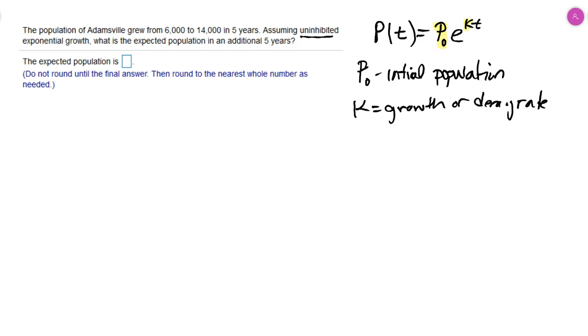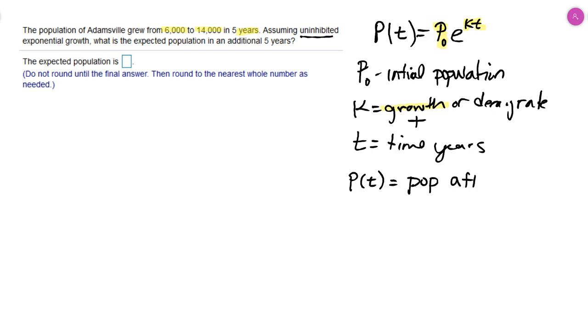And because this population grew from 6,000 to 14,000, I know it's going to be growth, and I know that value is going to be positive. Then we have T, which is time. It looks like this problem is dealing with years, so it'll be time in years. And this P of T is going to be the amount of the population after a certain period of time. The population after T time.